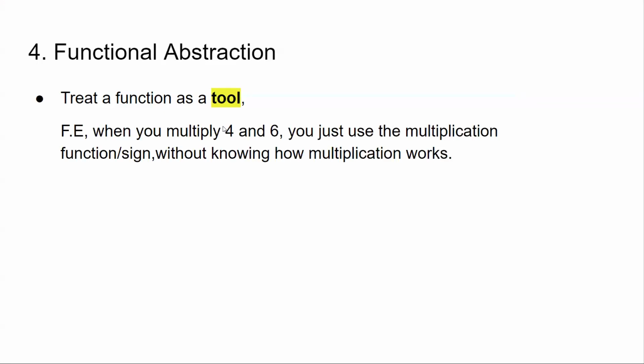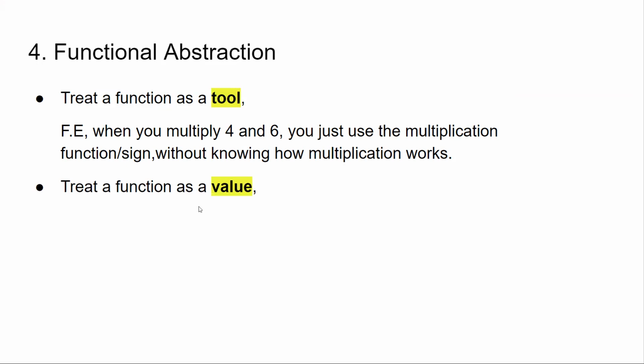For example, when you multiply 4 and 6, you just know 6 times 4 returns 24. I only need to know it returns 24 without knowing how multiplication works. So this is the meaning of the tool. You don't have to know how they work, you just need to know the answer.